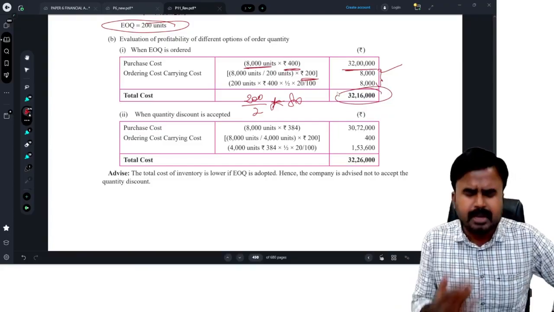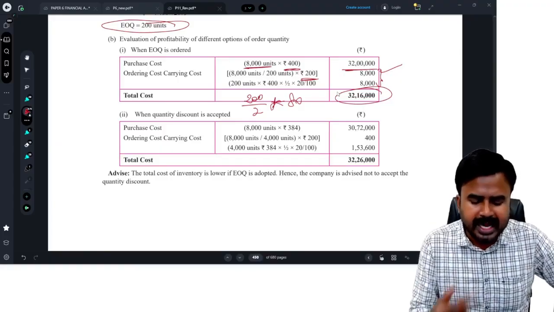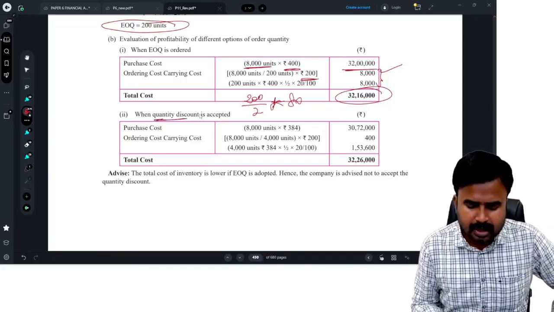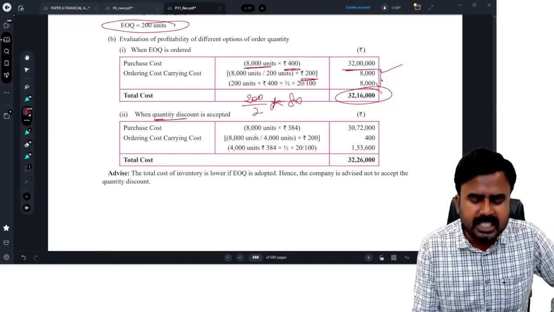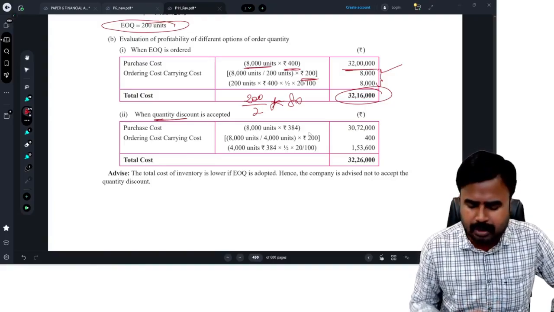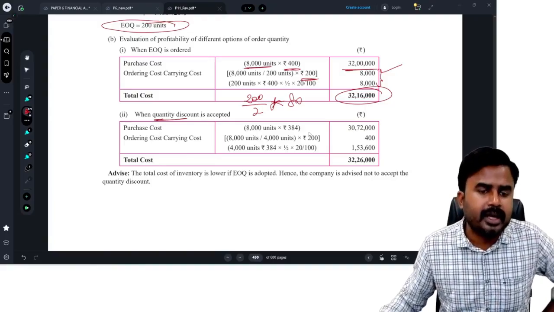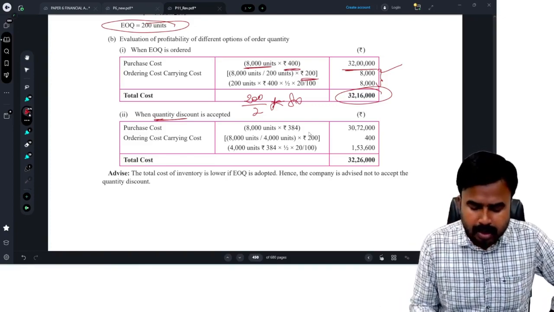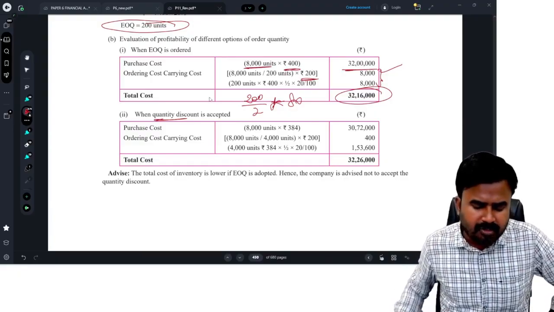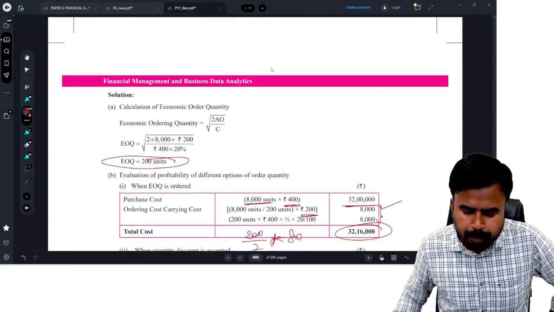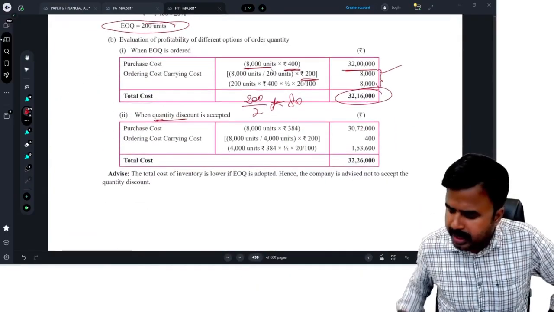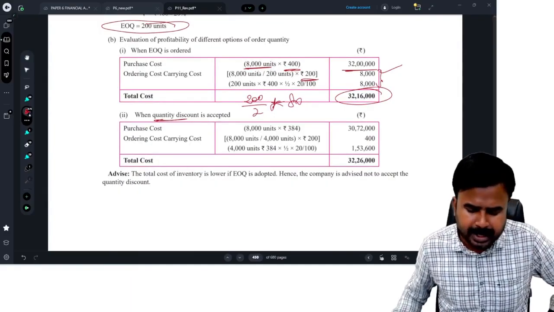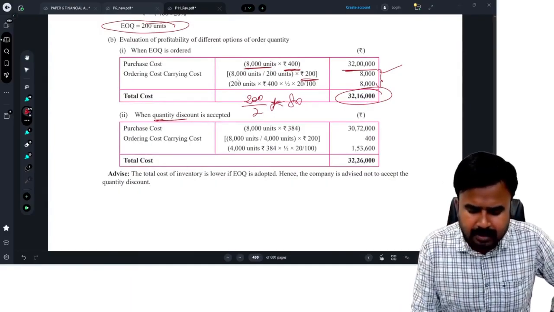In a similar way, you must calculate our total cost again at the quantity discount offer, nothing but when the ordering quantity is 4,000 units. So there will be a change in the purchase cost. Why? Because I'm going to get some discount in the purchase price of the raw material if I buy the larger quantity, 4,000 units of ordering quantity. That is a discount of how much percentage? 4%. The purchase price of the raw material is 400. Since the discount is 4%, 96% should be paid by the company. So I should pay 384 rupees. That's the purchase price.